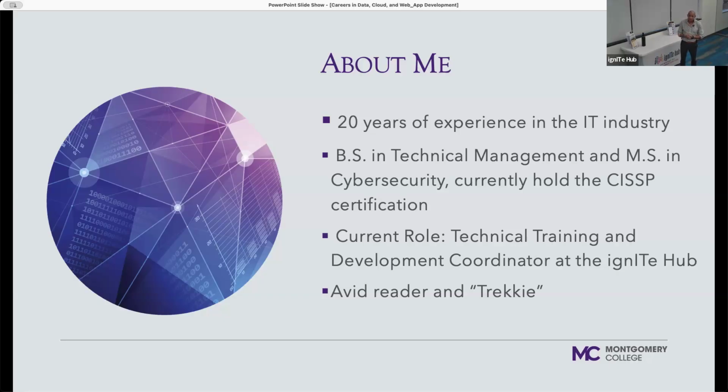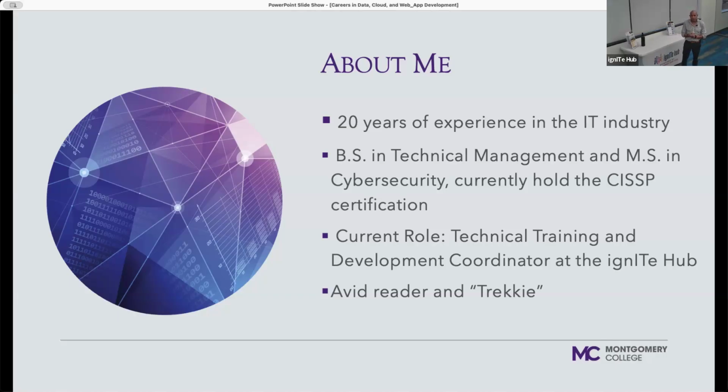I work with the security department here at Montgomery College, and now I have pivoted a little bit into the instruction side of things. So I do have a bachelor's degree in technical management with a concentration in business information systems and a master's degree in cybersecurity. And I currently hold the CISSP certification.